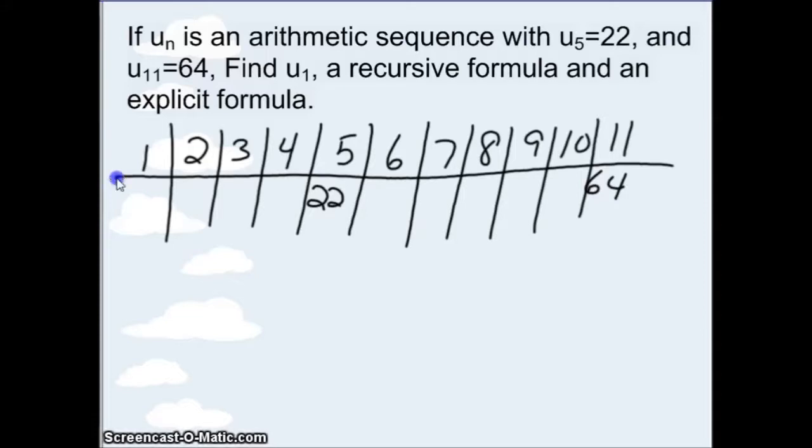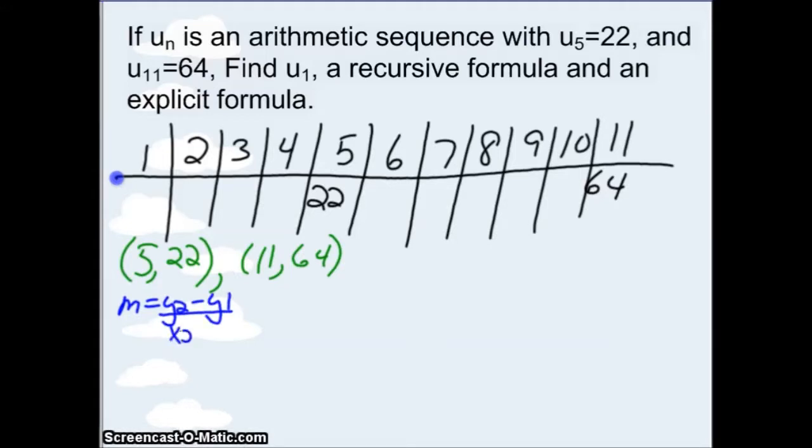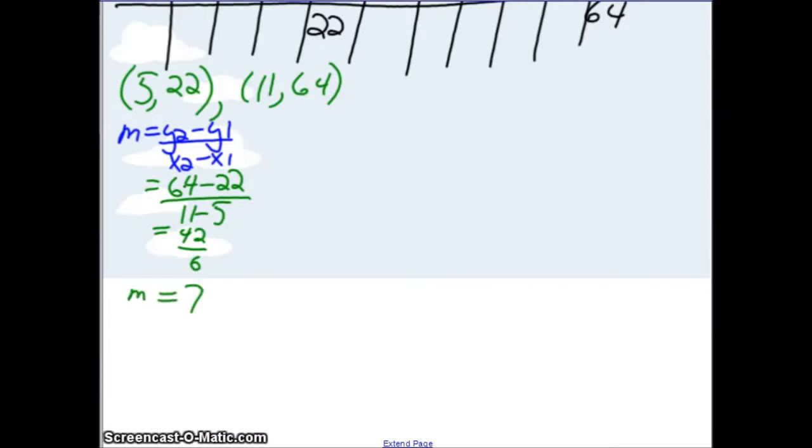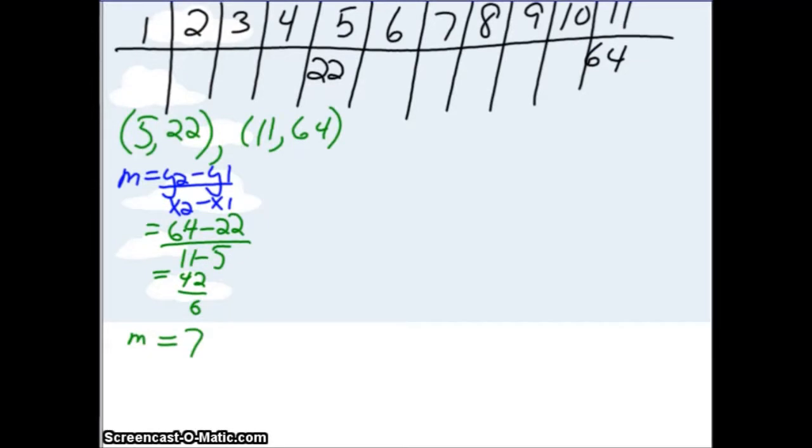So I'm going to use 2 ordered pairs. The 5th term is 22, and the 11th term is 64. I'm going to write those as ordered pairs. The slope formula: y2 subtract y1 over x2 subtract x1. I'm just going to plug those 2 points in. So I have 64 subtract 22 over 11 subtract 5, which is equal to 42 over 6, which is equal to +7. So the slope of the line is 7, which means the common difference of the arithmetic sequence is 7.